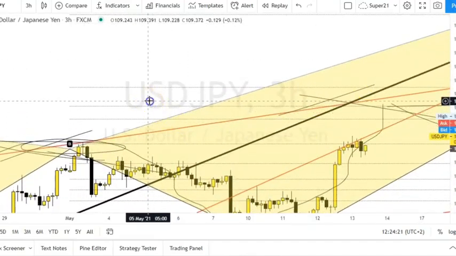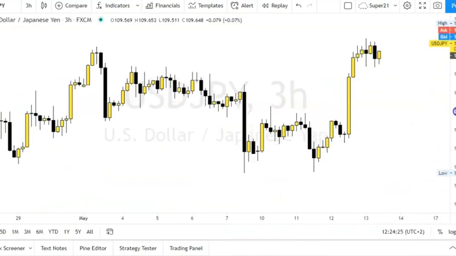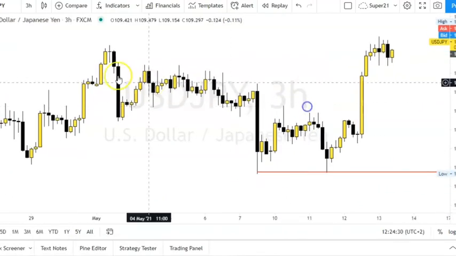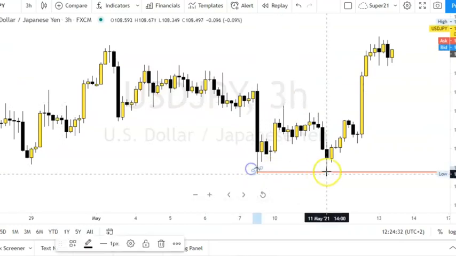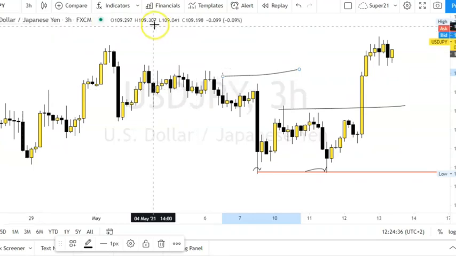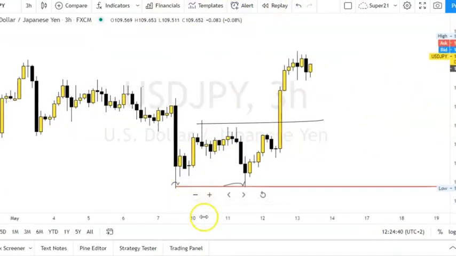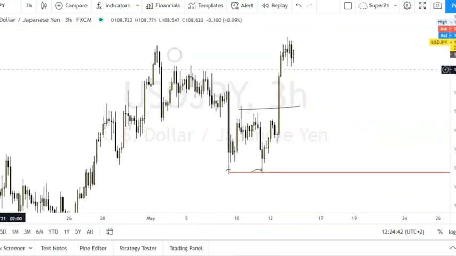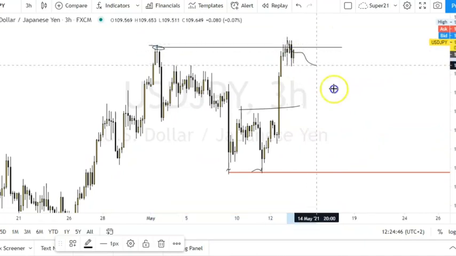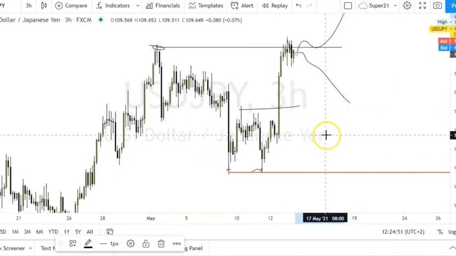I know it's messy, but let me just remove this thing first. As you can see here, a nice area for entry. Price bounced, came back again. Then we just remove this one. So now price is working out this high, and we'll see how it reacts. Probably it comes back or breaks above.